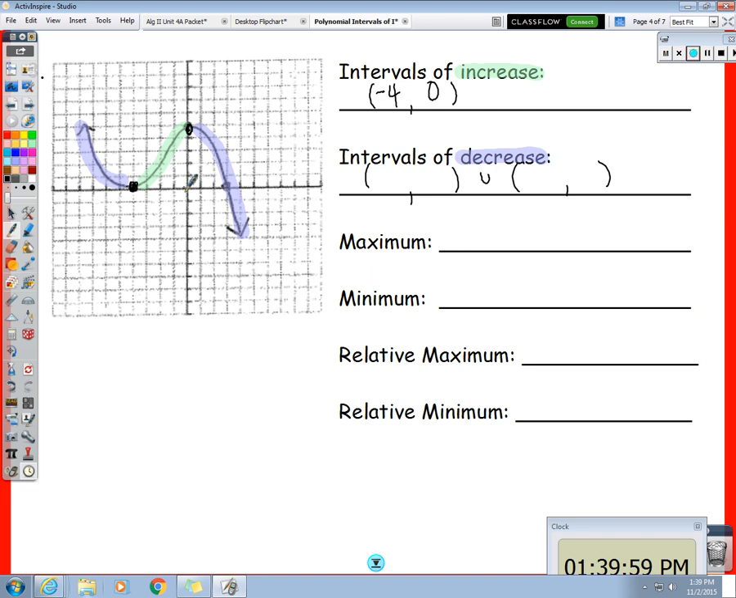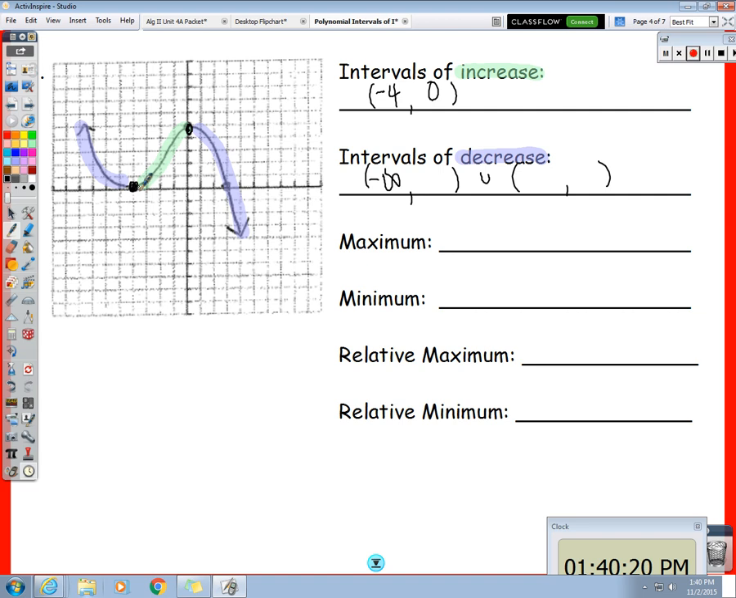Okay, now if we go to the decreasing parts, when did it start decreasing? -infinity. Now some of you may be thinking, well, why is that negative? Because it's going up. But do we care about up and down? We only care about left to right, and this one's going left. So that's -infinity.